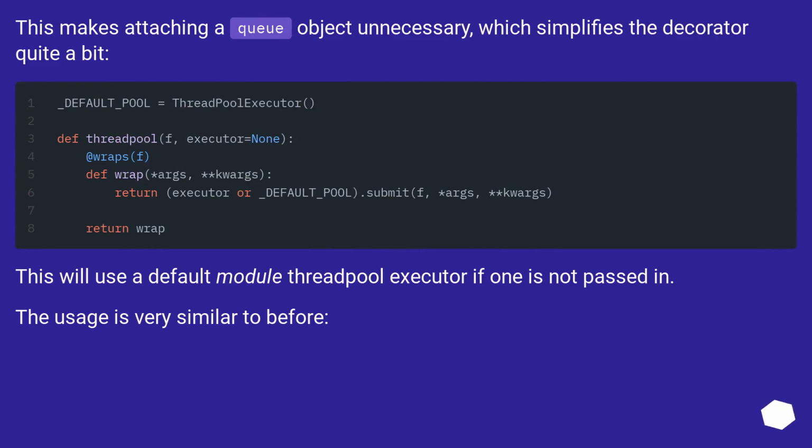This makes attaching a queue object unnecessary, which simplifies the decorator quite a bit. This will use a default module thread pool executor if one is not passed in. The usage is very similar to before.